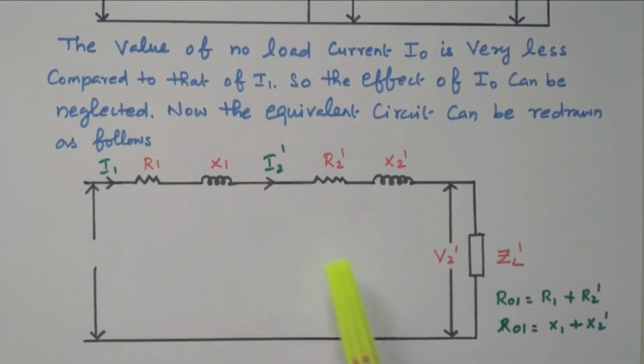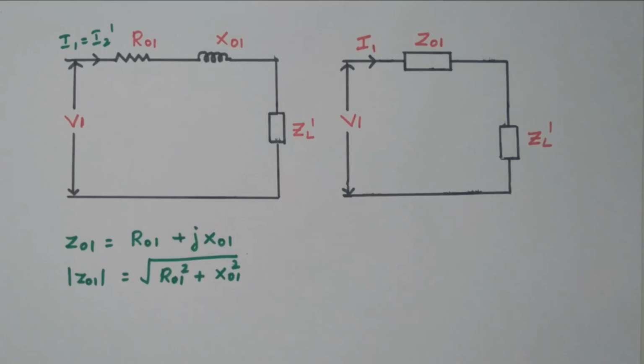So we now don't have any no load component, we only have R1, X1, primary resistance and reactance, R2 dash, X2 dash, secondary side resistance and reactance. These are all connected in series, so we can write R1 plus R2 dash equal to R01. X1 plus X2 dash can be written as X01, because both are connected in series. The parallel no load component we neglected. Now we will see the further simplification of this circuit, so that we can write it as R01, X01.